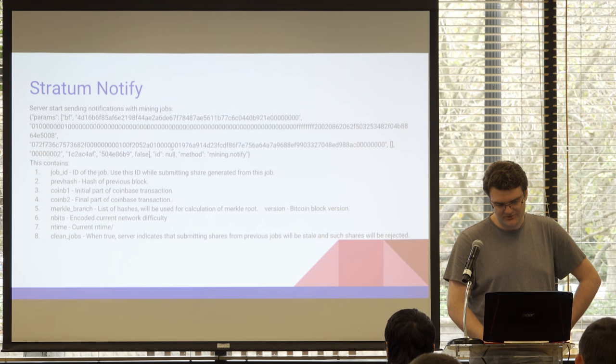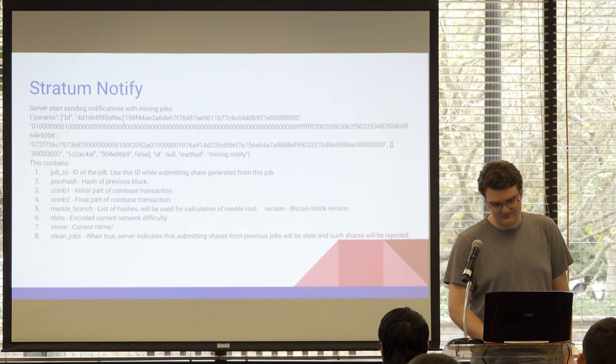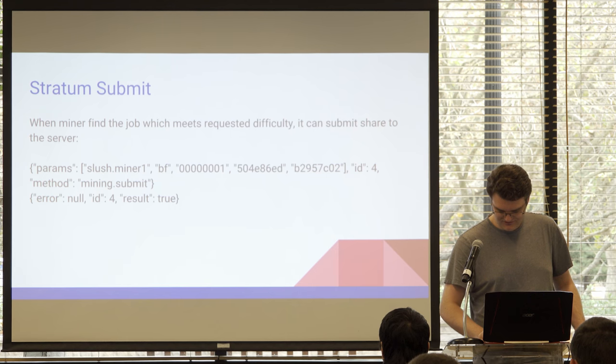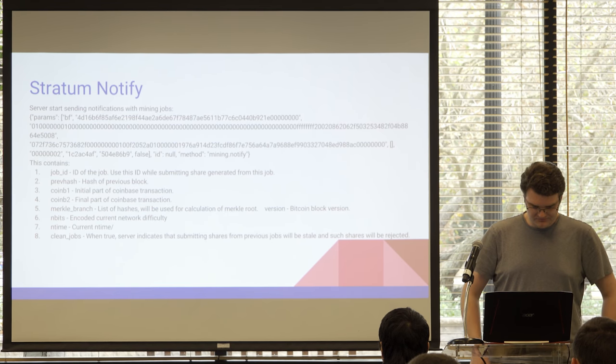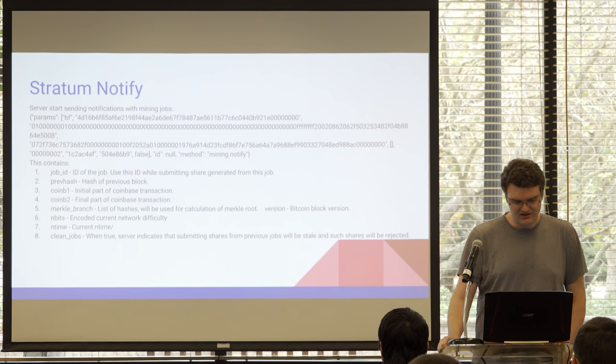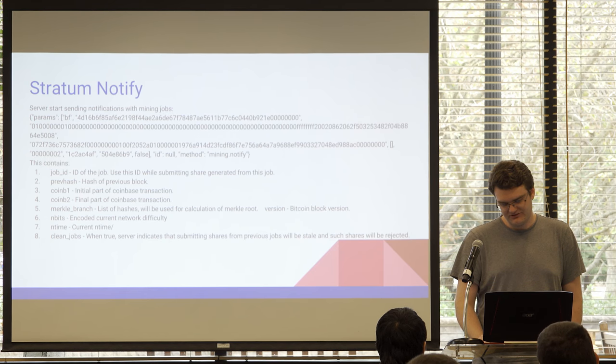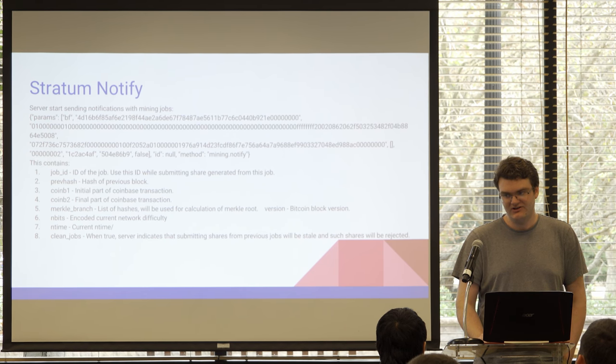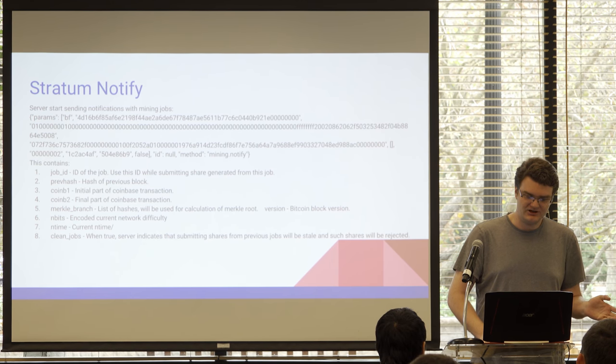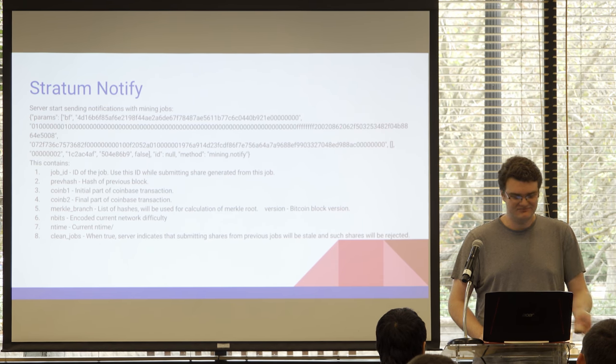So then we have Stratum notify. This is where it's actually sending the job itself that the miner is going to be hashing on. So we have our job ID and the hash of the previous block. One thing some pools do is listen for this previous hash from other pools, so that when one pool finds a block, the other pool can grab this previous hash and immediately start mining on top of it.